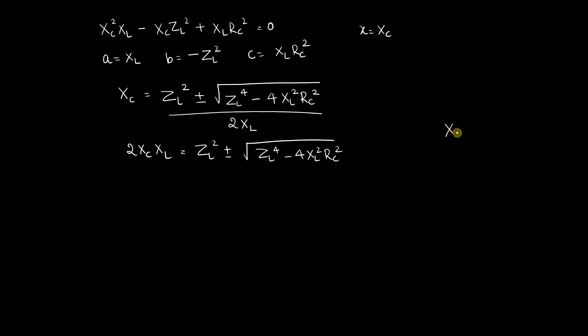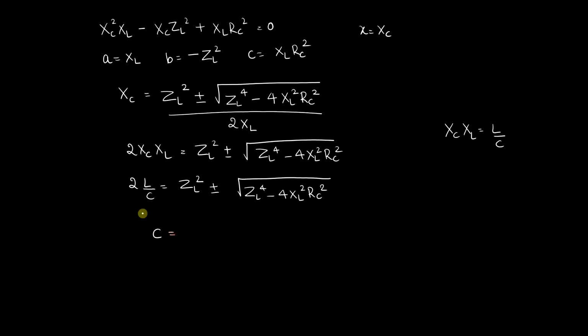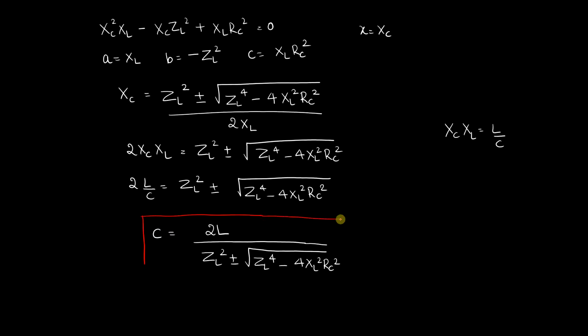Again, like I explained previously, XC into XL is equal to L by C. So this can be written as 2L by C equal to ZL square plus or minus square root of ZL to the power 4 minus 4 XL square into RC square. And I want the value of the capacitor. So when I cross multiply here, this will be C equal to 2L divided by ZL square plus or minus square root of ZL to the power 4 minus 4 XL square into RC square. So this is the final expression for the value of the capacitor.